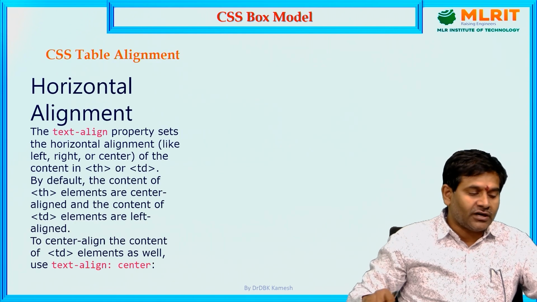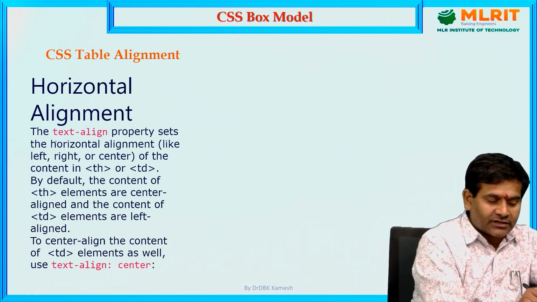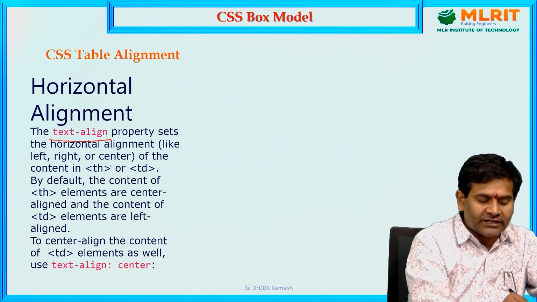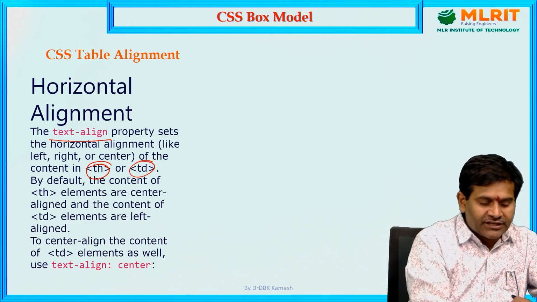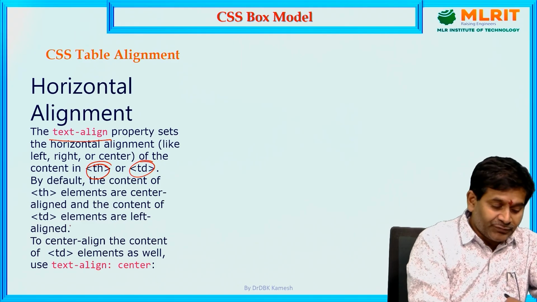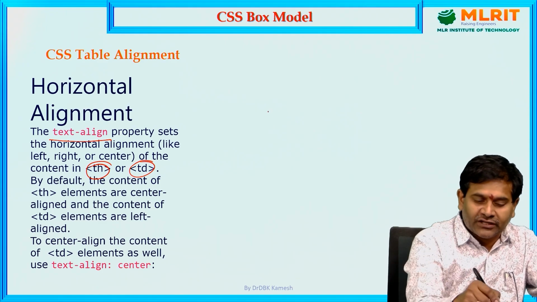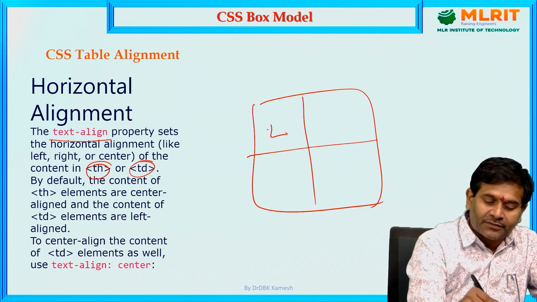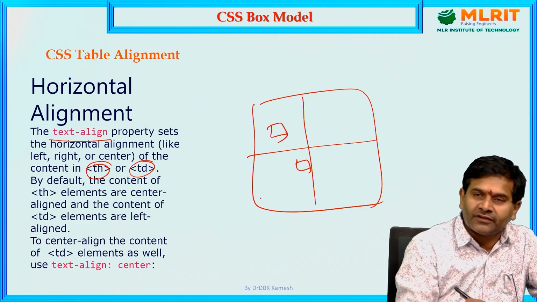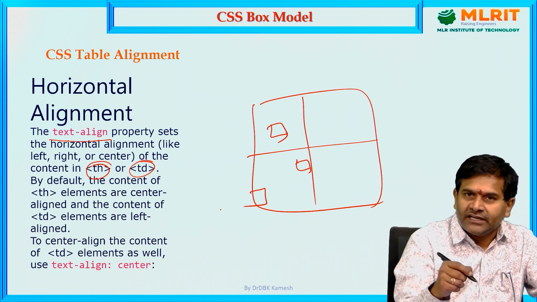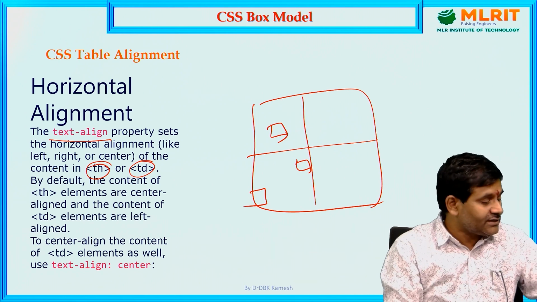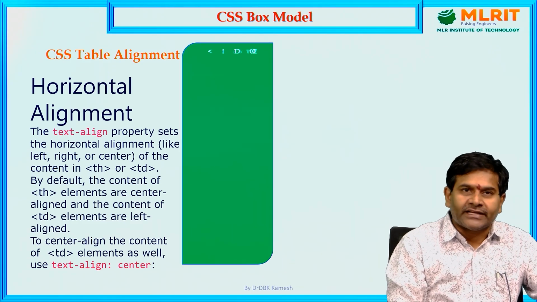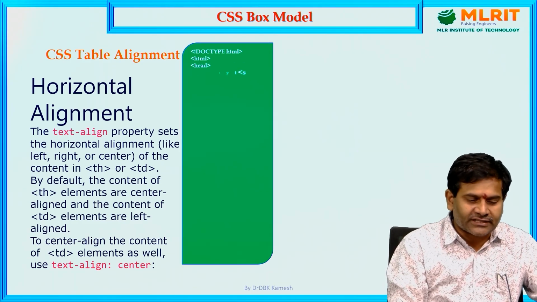So horizontal alignment, text-align. This is called the text-align property, used to set the horizontal alignment in the particular table, that is TH and TD. So TH elements are center aligned and the content of TD elements are left aligned. So you can use any kind of TD, etc. We can use the center alignment. Someone can use the left side, someone can use the right side, etc. So we need to use it in the CSS alignment section. Looks like this is an example using the document type, etc.